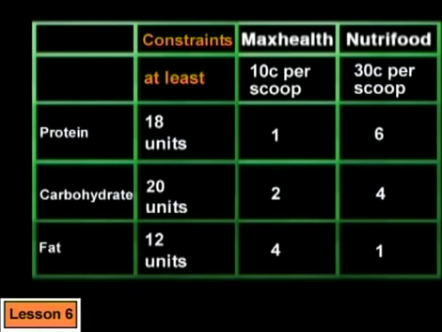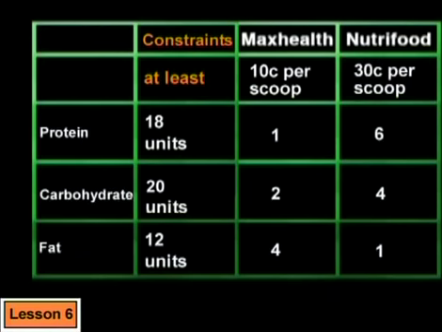In this nutrition problem, we want a mix of Max Health and NutriFood that will give us the right amount of carbohydrates, protein, and fat. The other part of the problem is to find a mix that is as cheap as possible. The patient wants to spend as little money as possible. So let's look at what these two products cost. Max Health costs 10 cents a scoop and NutriFood costs 30 cents a scoop.